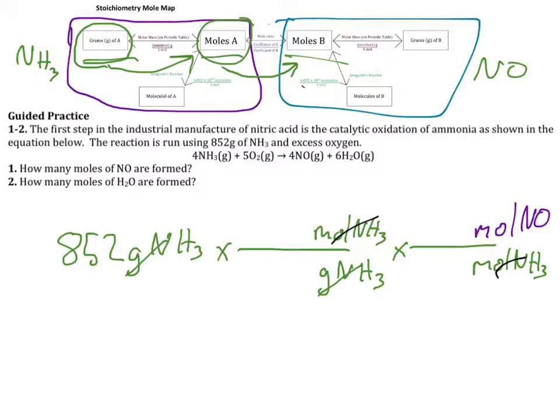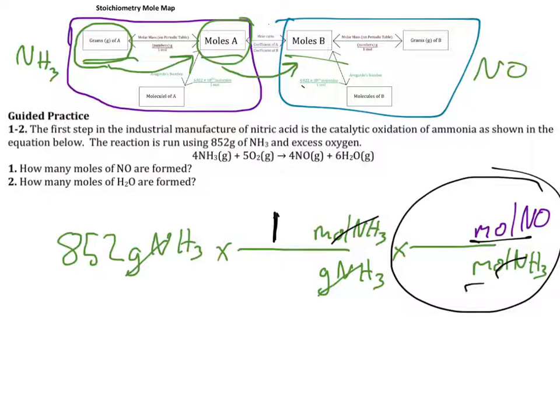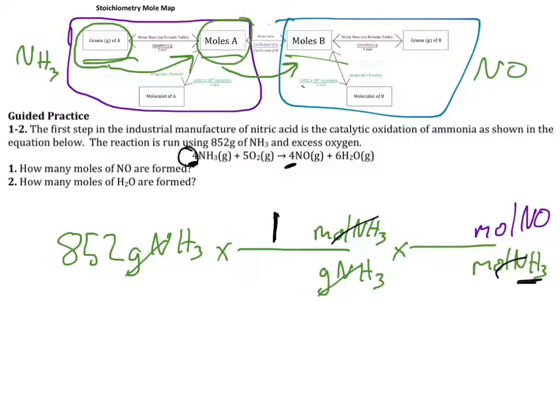Now, before I've always asked, what always goes in front of moles? Well, the answer is 1. A 1 will always go in front of moles except when it's a mole-to-mole conversion. If it is mole over mole, you do not automatically put a 1. Instead, you use the coefficients from the balanced chemical equation. So what's the coefficient for NH3? 4. What's the coefficient for NO? 4. So they happen to be the same. They won't always be. But when it's mole over mole, this is where you don't put a 1, but rather you put the coefficients.